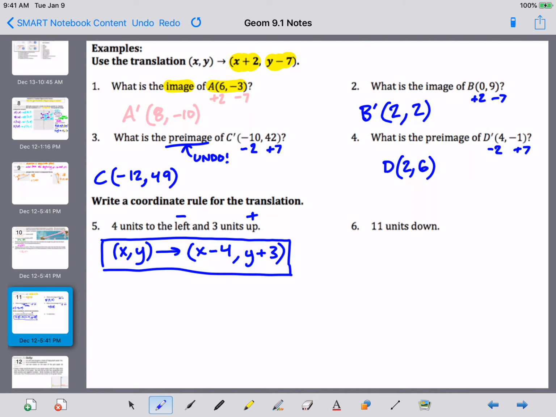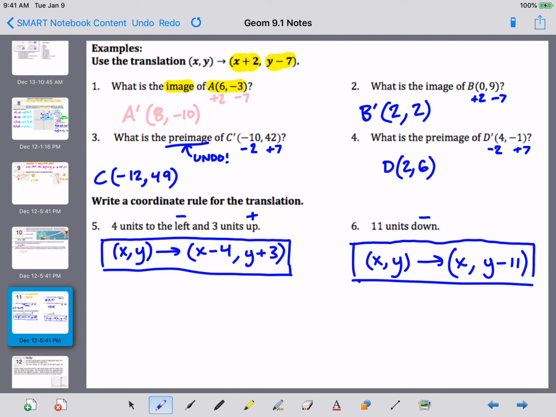Okay, and then in 6, they're just moving 11 units down. Well, they didn't move left or right at all, so we're going to start with x and y. The x is not going to change, but the y is going to be subtracted 11. All right, so that would be our coordinate rule for the translation. Now, if it asked for the vector component rule, this one would be negative 4 comma 3, but then it would be inside these triangular brackets. This one would be 0 comma negative 11, and again it would be in these triangular brackets.